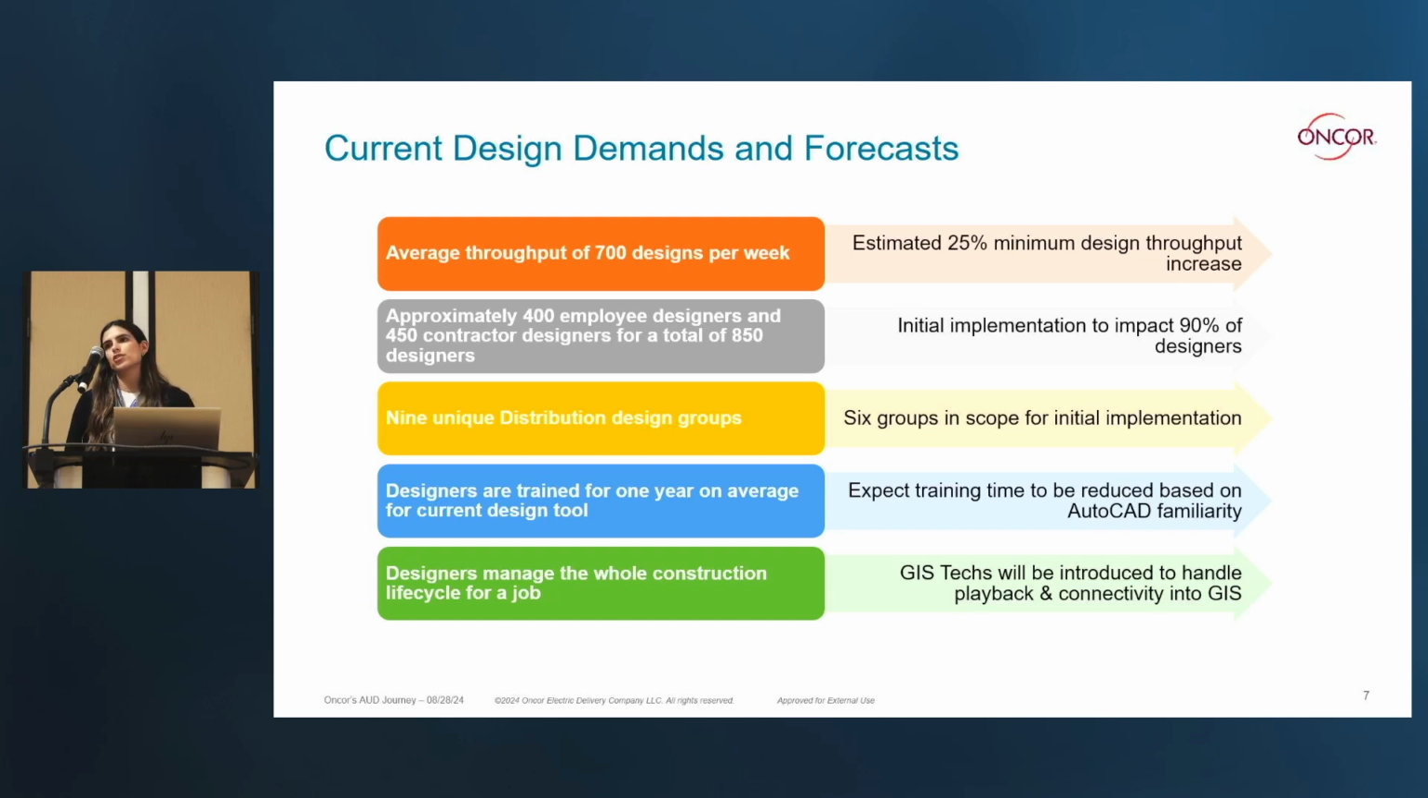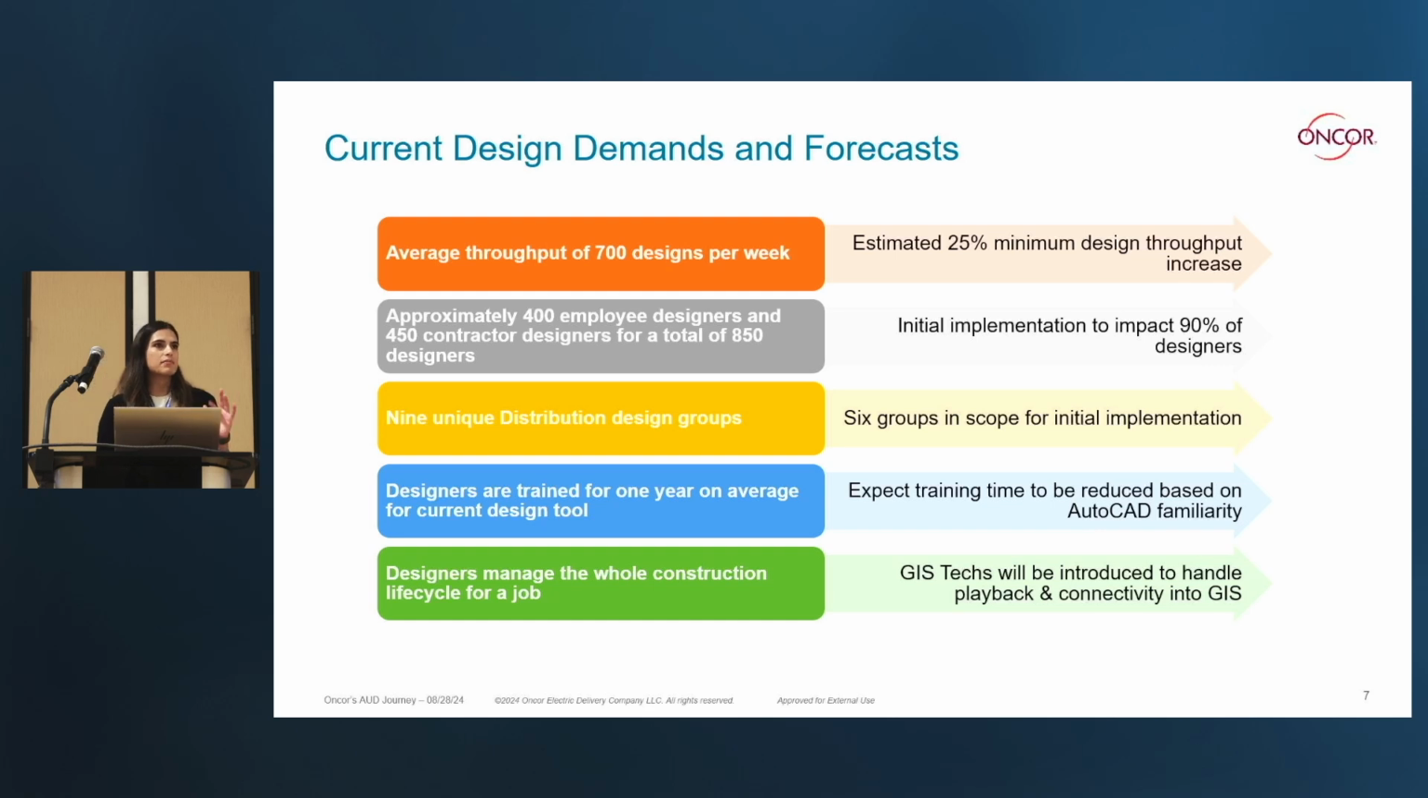Through some of our initial analysis of the AUD software, we took 2 designs and paralleled them between our current design system and AUD. Our current design system took about 34 minutes to complete the design. AUD took about 5. So that gives us a lot of hope. Obviously, it's greenfield design. There wasn't any of our complexity in there. We understand, but we're very hopeful that, system-wide, once we bring in AUD, we're expecting to see about a 25% minimum increase in our throughput of design. So hopefully we'll be able to churn out as many as we have coming in.